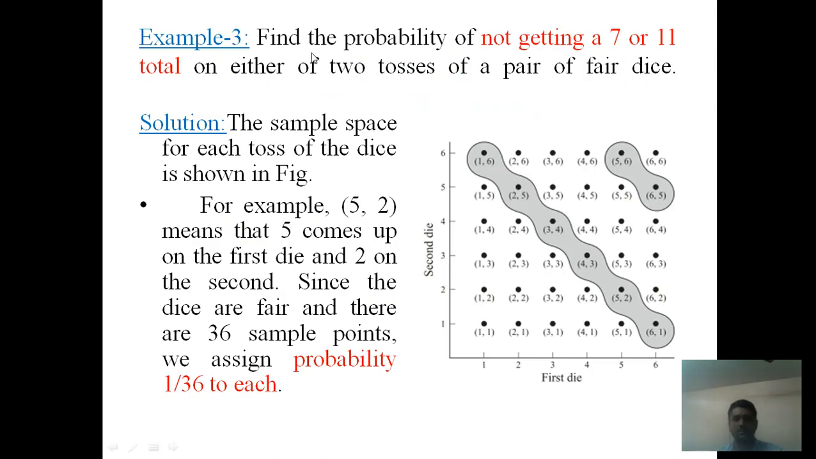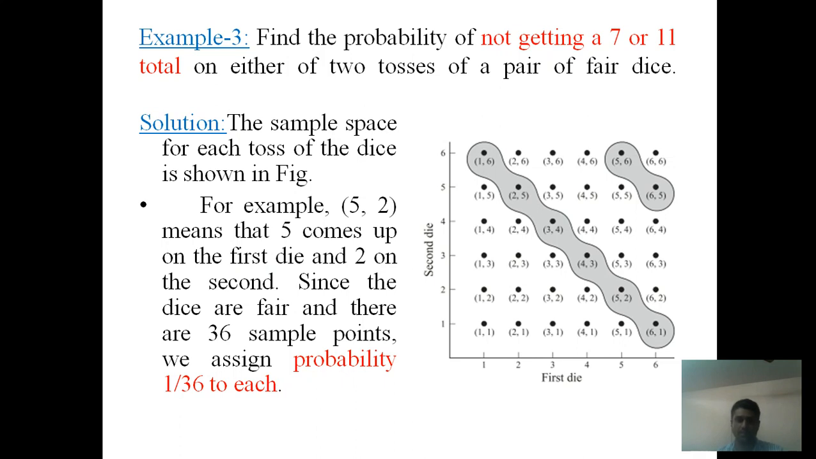Third example, find the probability of not getting a 7 or 11 total on either of two tosses of a pair of fair dice. The sample space for each toss of the dice is shown in the figure. These are the sample space. Say for example 5 comma 2. The coordinate 5 comma 2 means that 5 comes up on the first die and 2 on the second die.